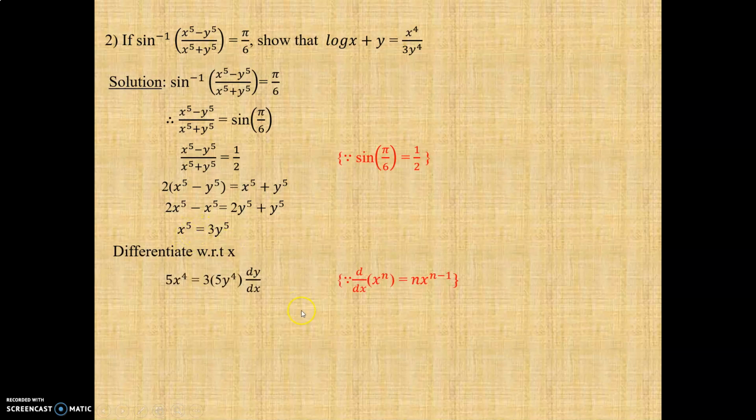So derivative of x raised to n is n into x raised to n minus 1. So 5x raised to 4 is equal to 3 into 5y raised to 4 into dy upon dx. 5 cancelled. So x raised to 4 is equal to 3y raised to 4 into dy upon dx. Therefore dy upon dx is equal to x raised to 4 upon 3y raised to 4. This is the final answer for this question.